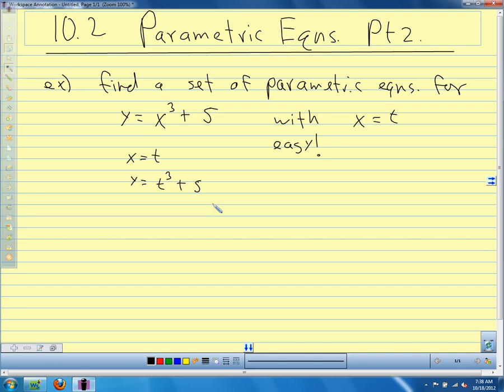Often we want to parameterize our curve with some other kind of parameter. So let's look at parameterizing a curve where we want a substitution that's not quite as easy, and then we'll talk a little bit about why we might want to do that. So part B, we're going to say with the slope, m of f at a particular point. So this time we want to use the slope as our parameter.